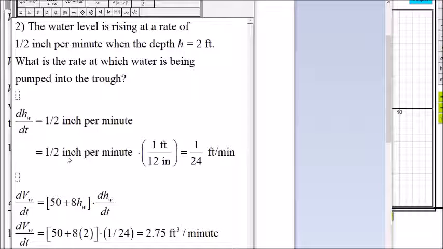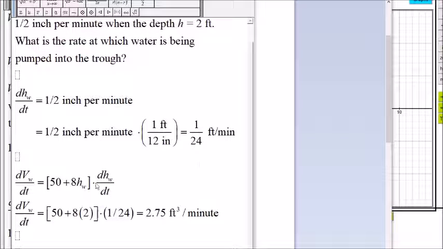Let's back up for a few minutes. Now the rate of change of the height is given as 1/2 inch per minute, but recall that our unit is foot per minute, and therefore we need to change the 1/2 inch per minute to foot per minute. So to convert it to foot per minute, we multiply by 1 foot divided by 12 inches, because 1 foot and 12 inches are the same. And so 1/2 times 1/12 is 1/24. And now we get foot per minute.